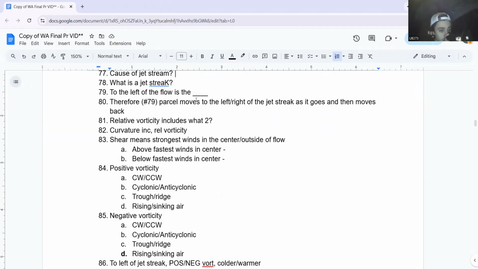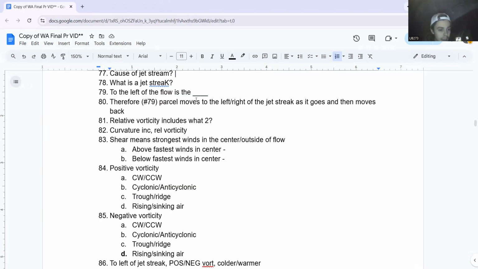What is the cause of the jet stream? It is basically the change in geostrophic winds with height. Because at differing heights, the geostrophic winds change with height, and that's what causes our jet stream.